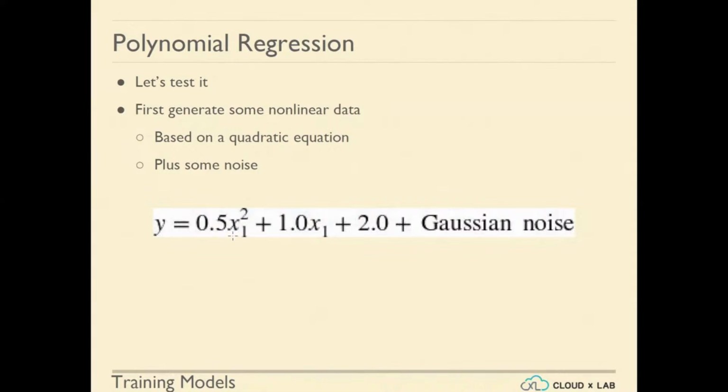Here we are only having one feature x1, and y is the output and the input is x1. We are adding Gaussian noise, just as we did for the linear case, where we also added some noise. We know that this is a quadratic equation, so a degree 2 polynomial we can fit here.